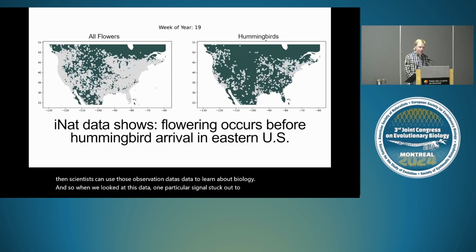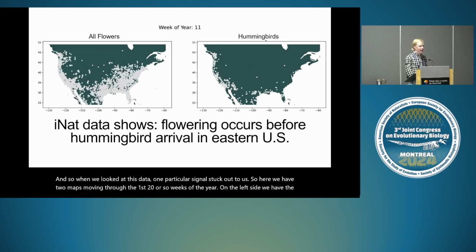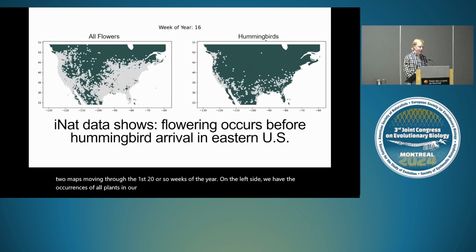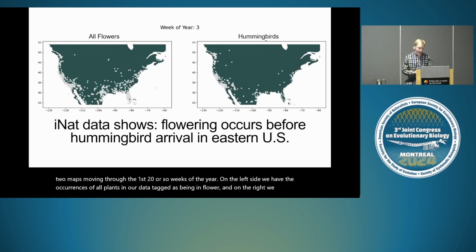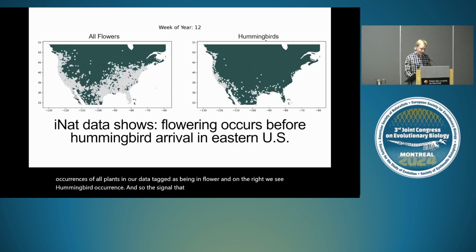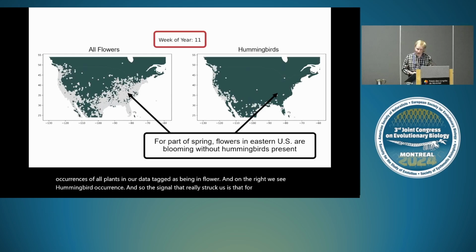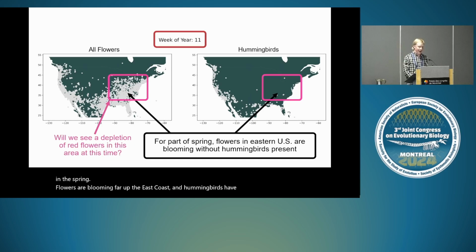Here we have two maps moving through the first 20 or so weeks of the year. On the left side, we have the occurrences of all plants in our data tagged as being in flower. And on the right, we see hummingbird occurrence. The signal that really struck us is that for a window of time in the spring, flowers are blooming far up the East Coast and hummingbirds have not arrived yet.